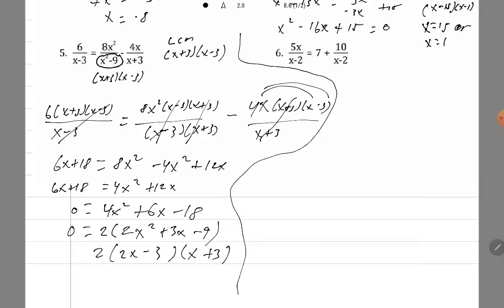Now what line are you doing here for? Alright. So, set this equal to 0. 2x minus 3 equals 0. And we don't have to worry about this 2 because there's no x there. So 2x equals 3. So x equals 3 halves, or 1.5. And then for here, we have x equals negative 3.